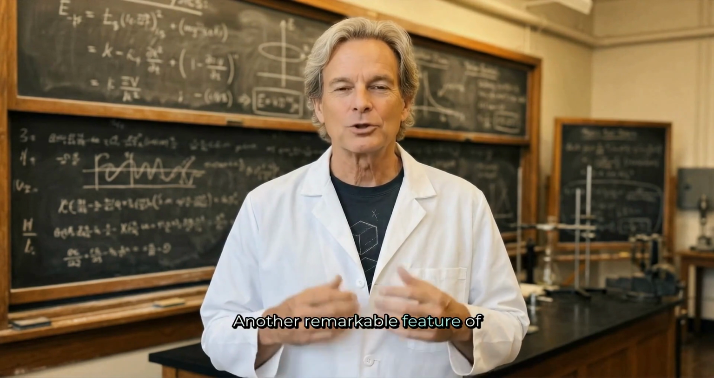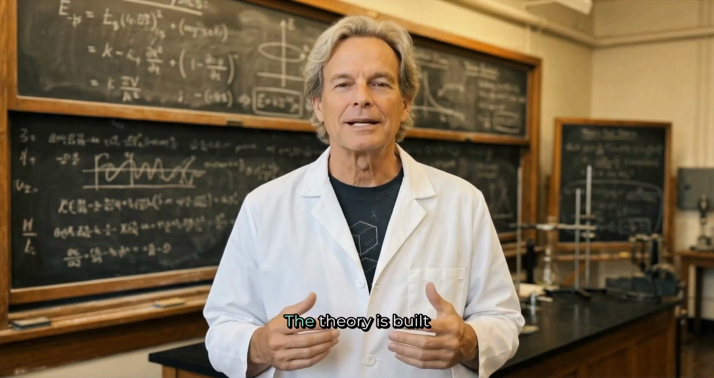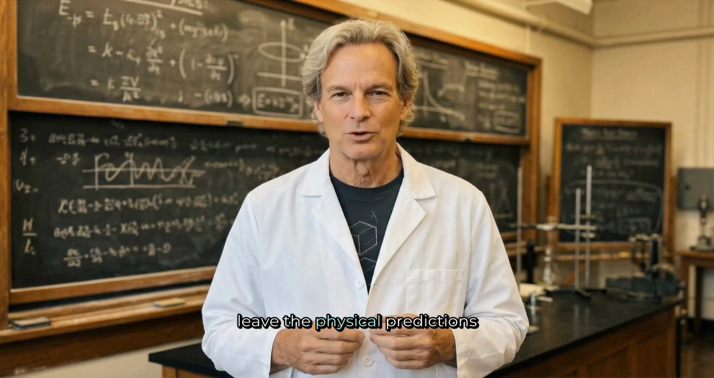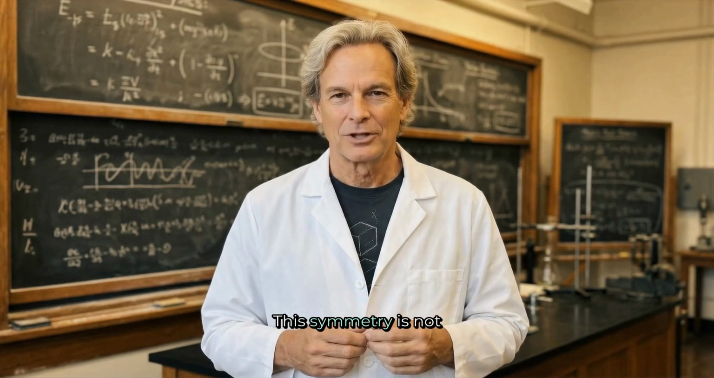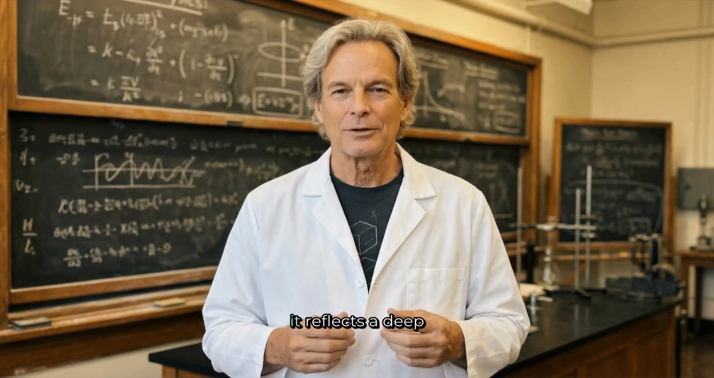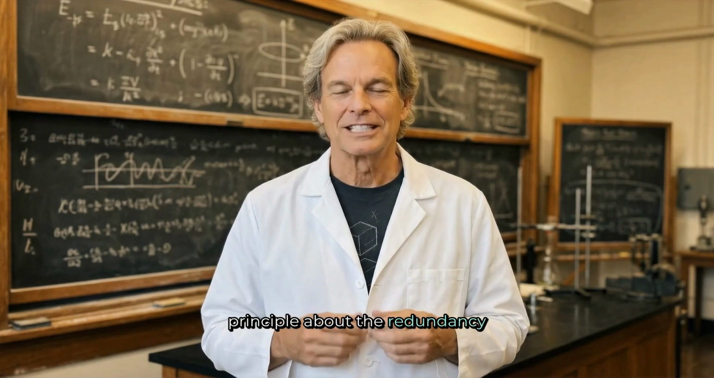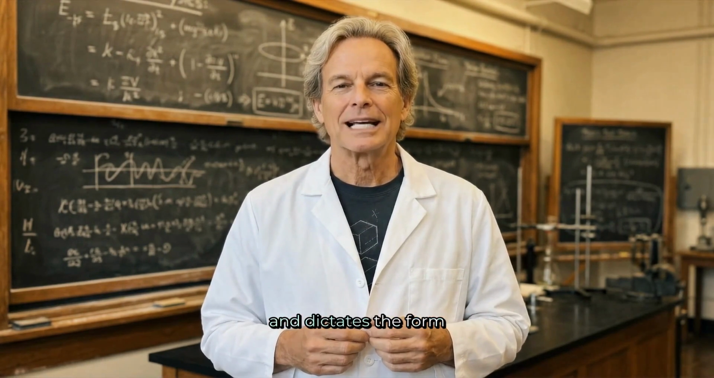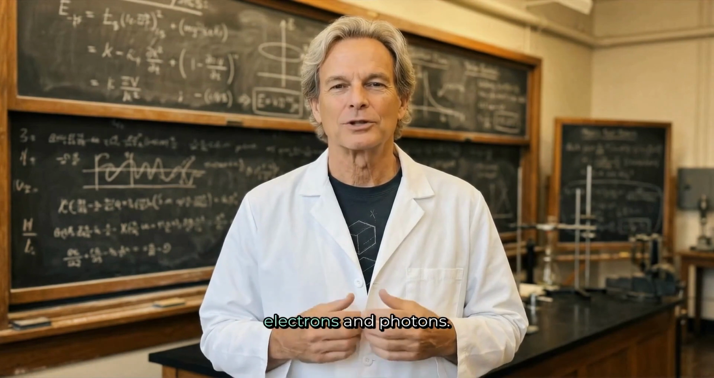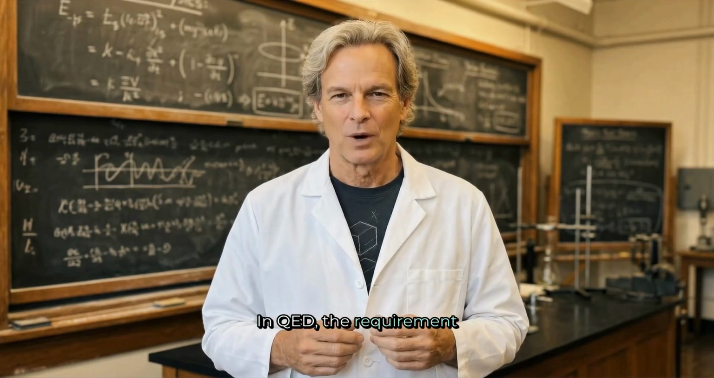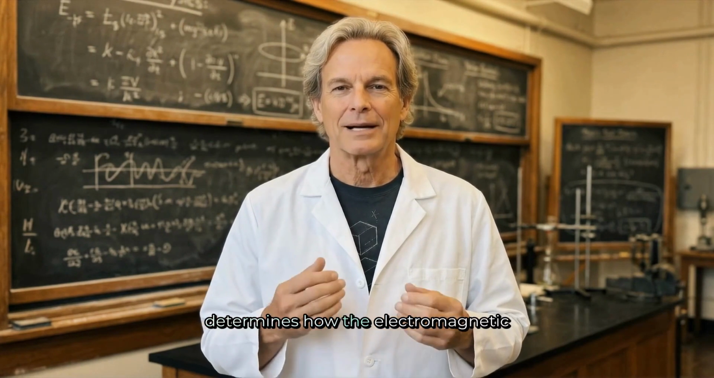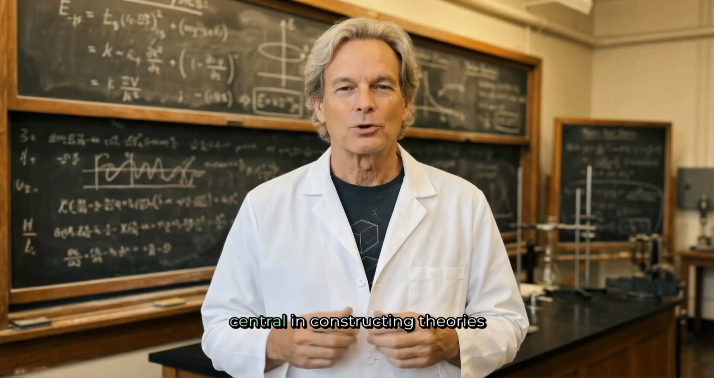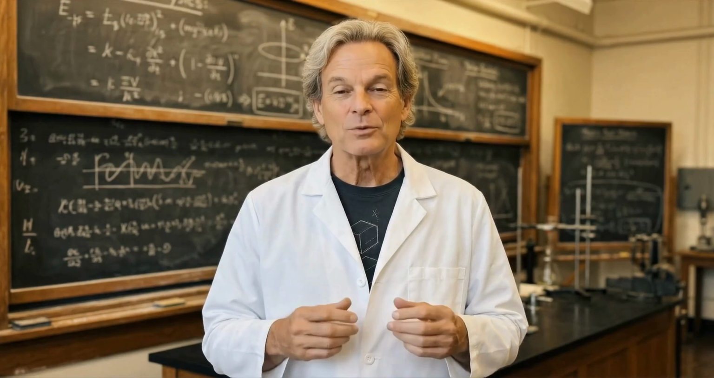Another remarkable feature of QED is gauge symmetry. The theory is built so that certain transformations of the electromagnetic field leave the physical predictions unchanged. This symmetry is not just a mathematical convenience, it reflects a deep principle about the redundancy in our description of nature. Gauge symmetry ensures the conservation of electric charge and dictates the form of the interaction between electrons and photons. In QED, the requirement of gauge symmetry uniquely determines how the electromagnetic field couples to charged particles. This idea later became central in constructing theories of the other fundamental forces.